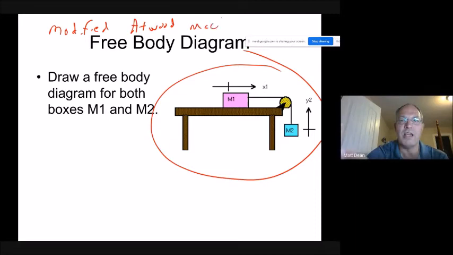And I'm sure you're going to see that terminology as you go through this unit and upcoming units in the course. So to draw the free body diagrams for the two boxes, let's just draw the boxes first of all.